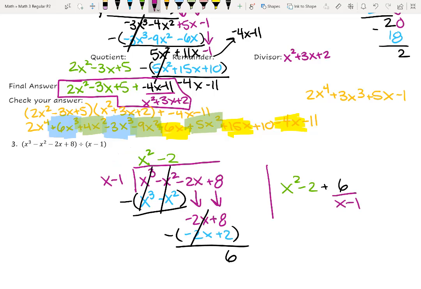Okay, so here's my final answer. And I do suggest, as far as tests and quizzes go, to check your answer and make sure you got it right before it gets graded. All right, here we go.